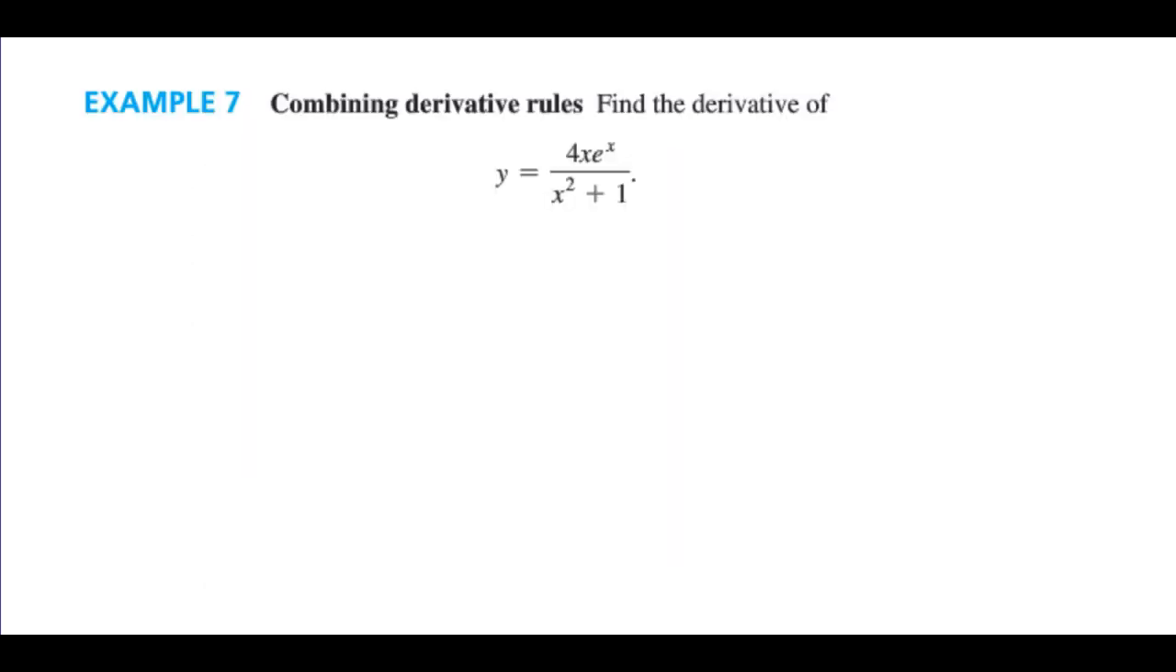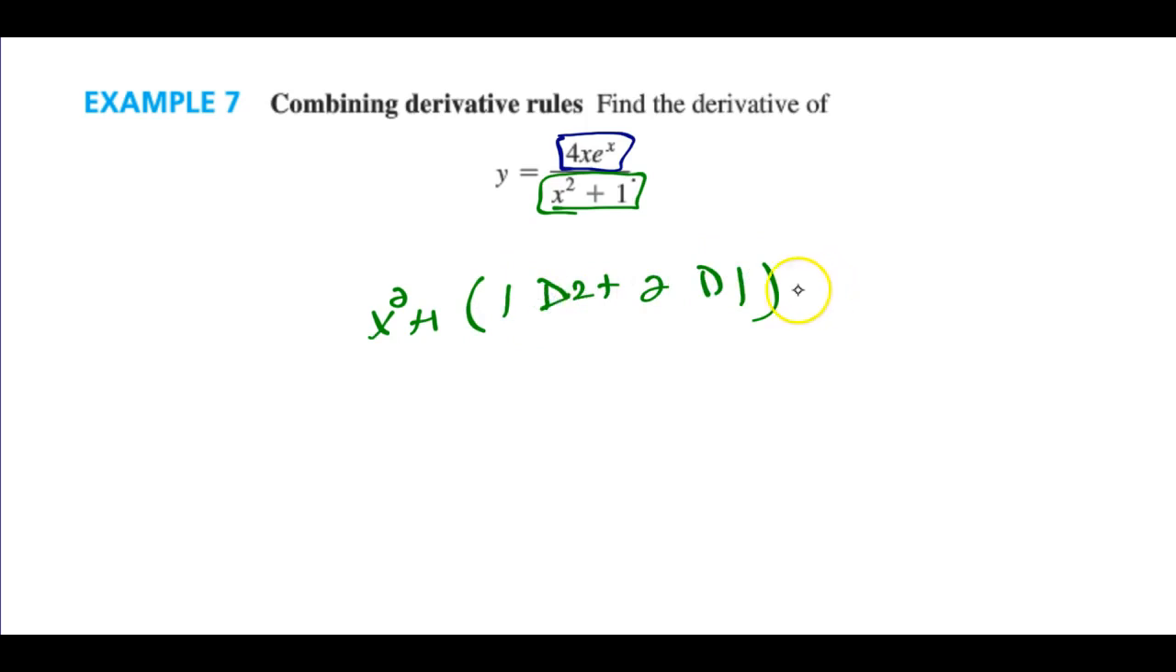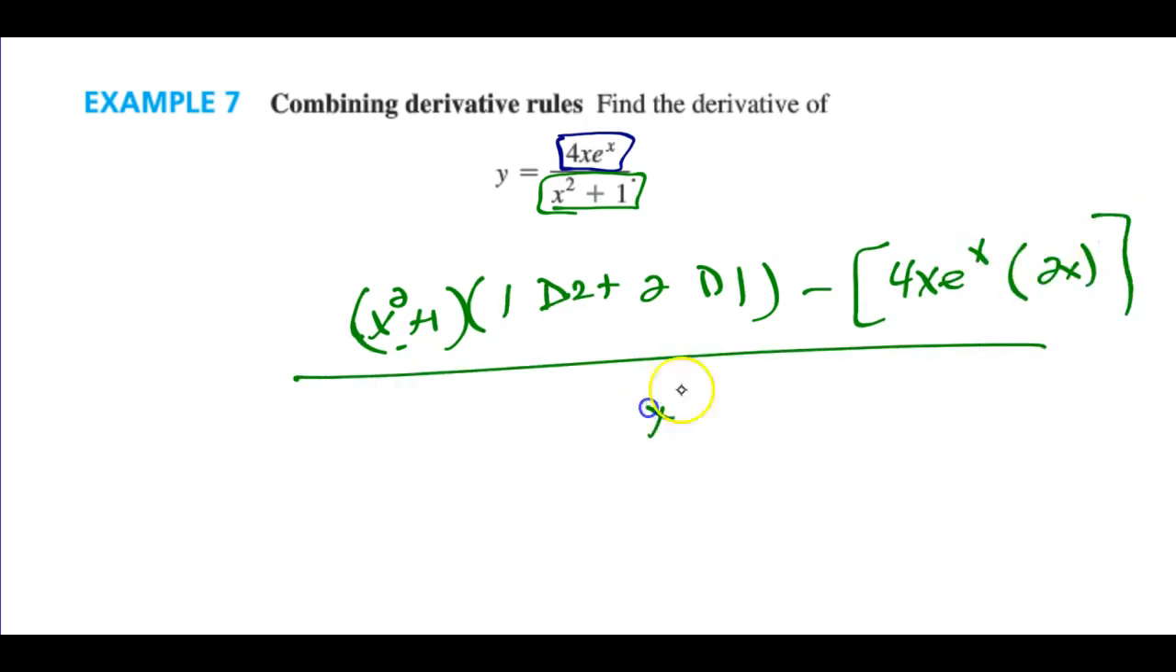The last thing I'm going to say, I won't work this problem out, but you can see we have a product here in the numerator and we have a quotient. So sometimes when you're doing the quotient rule, low D high. So when you're taking the derivative of the high here, you need to do the 1D2 plus 2D1 rule. And then remember, you're within the quotient rule, so it's going to be minus, so low D high minus the high 4x e to the x, and then the d low, of course, is 2x, all over low squared.